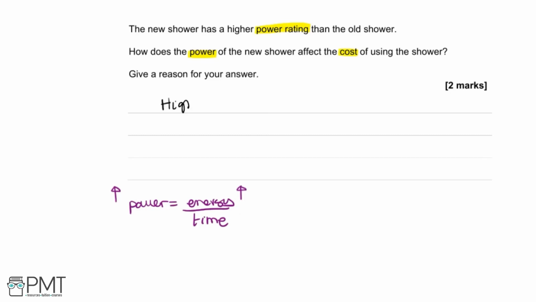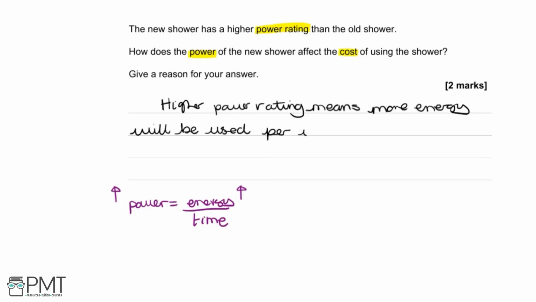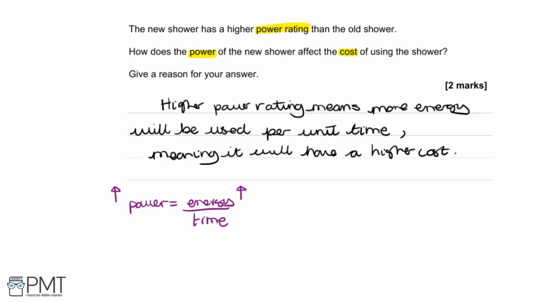So we can say that a higher power rating means that more energy will be used per unit time, meaning it will have a higher cost. You get 1 mark for saying it will cost more, and 1 mark for saying that's because it will use more energy.